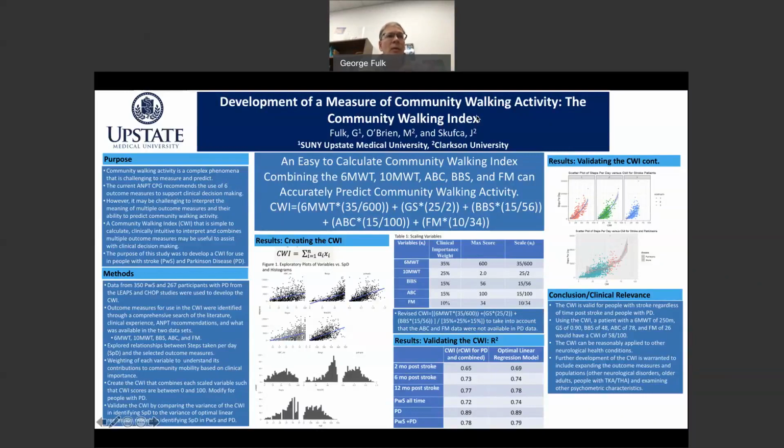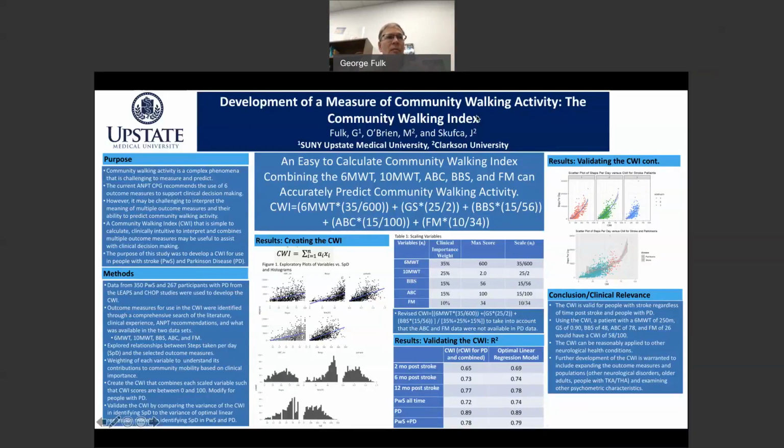To develop the CWI, we estimated a weight for each outcome based on our determination of its clinical importance and scaled each variable based on the range of scores and its weight. The CWI was then created by summing each scaled variable such that the CWI scores range between 0 and 100. This was done initially with the data from people with stroke and then revised using the data from people with PD.